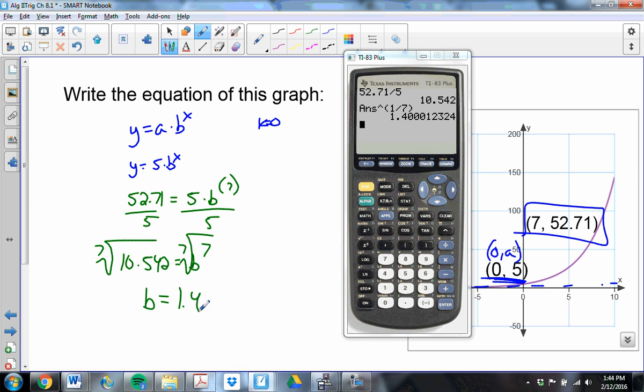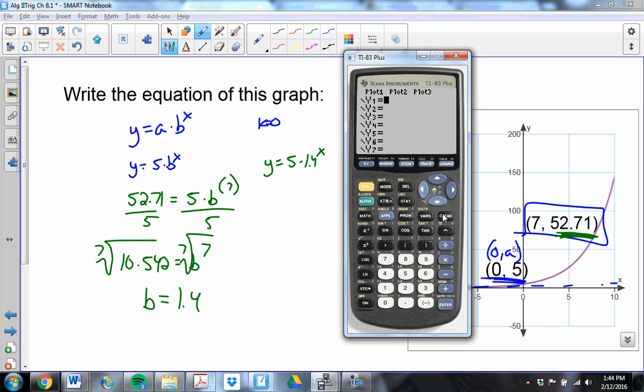The fact it's coming out to not exactly 1.4 is because this number right here was actually rounded when I first wrote it down in the first place. So we actually have the equation y equals 5 times 1.4 to the x. If you want to check it real quick, y equals 5 times 1.4 to the x. It's going to give you that same curve. You can check your table and see if you have the same points. At 0 we get out 5.